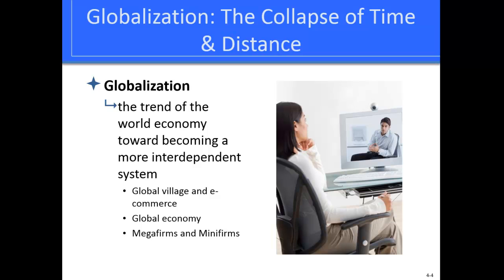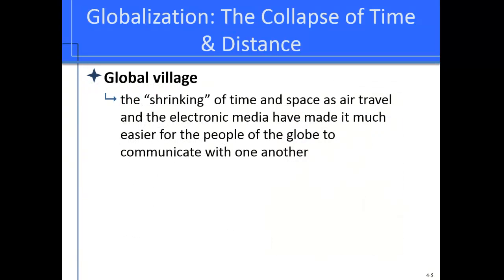Now, you may not have heard the term global village before. Global village refers to the shrinking of time and space as air travel and electronic media have made it much easier for people of the globe to communicate with one another. One big factor in this obviously is the internet, which is a worldwide computer-linked network of networks, and that allows us to communicate with one another a lot faster and definitely in a lot easier mode than what business was able to do prior to the blow up of the internet in business.